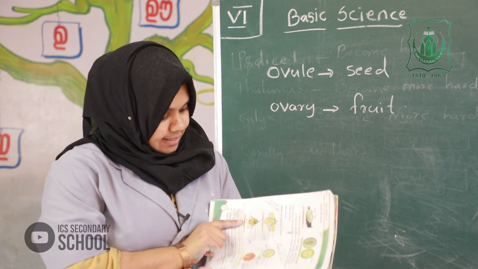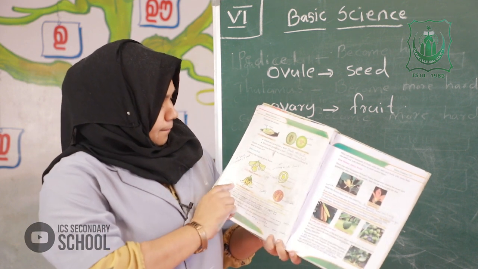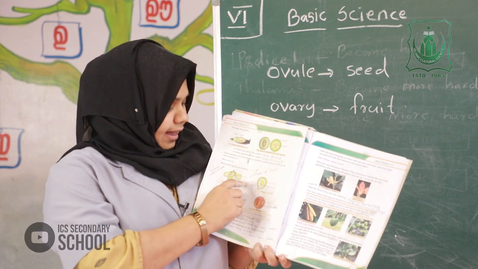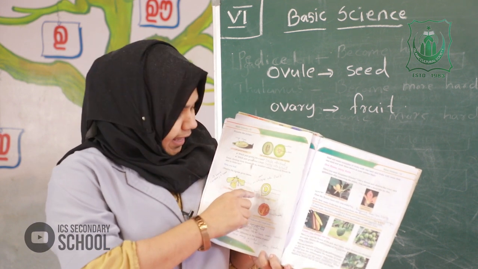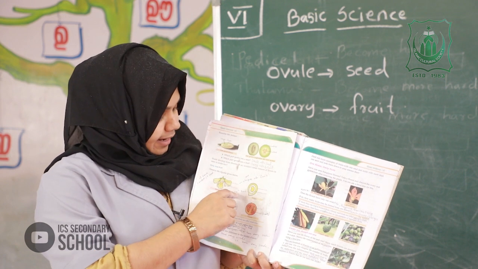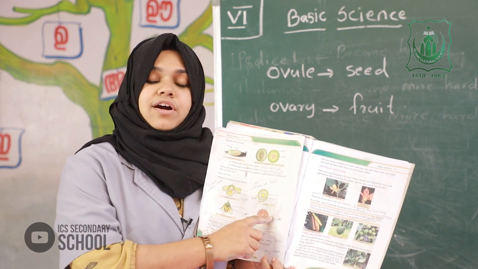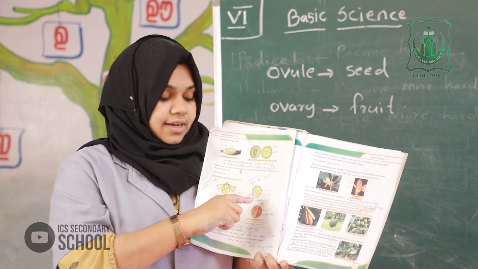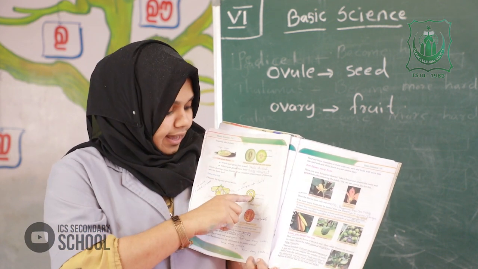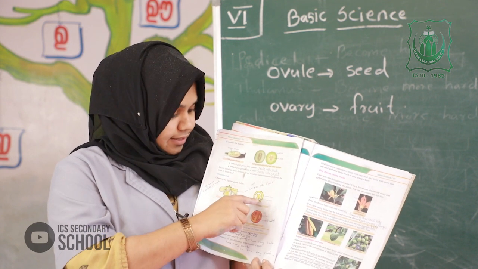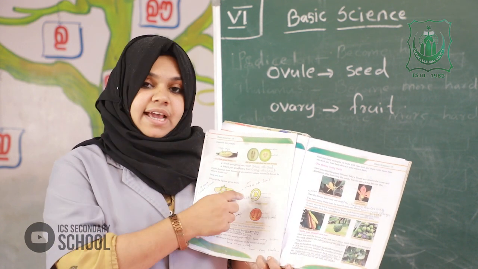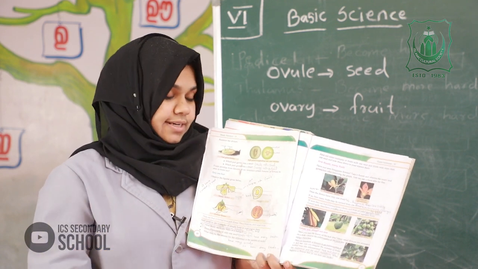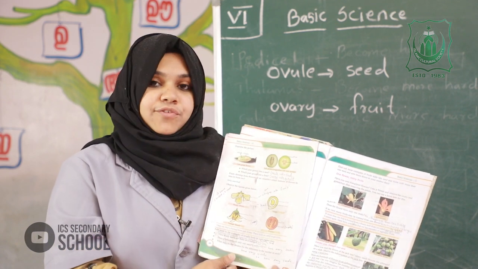Then you can see the mango flower here. The mango flower has an ovary and an ovule. So in mango, how many fruits? Yes, in a flower it makes one fruit and one seed because it has one ovule. One ovule produces one seed. One ovary produces one fruit.